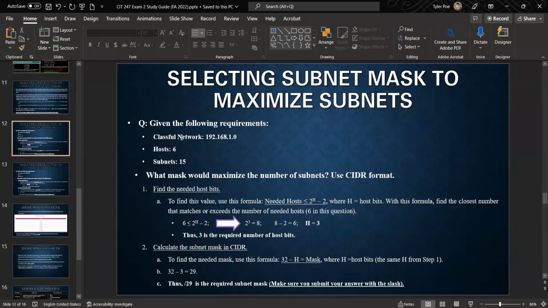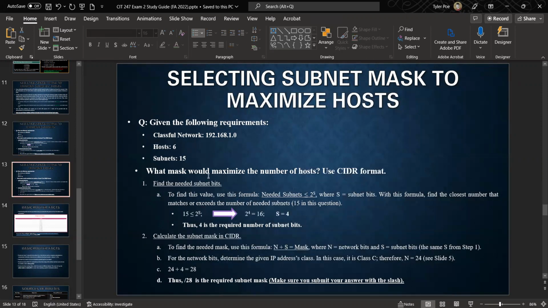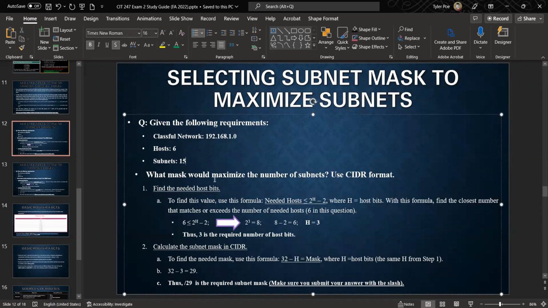So you're going to be given a subnet or a subnet ID, the number of hosts needed, and the number of subnets needed. Sorry, not necessarily needed, but what mask would maximize the number of subnets? And then you're going to write your answer in CIDR format. So if you're asked to maximize subnets, you'll follow this process here. If you're asked to maximize hosts, you'll follow this different process here. So there's two different processes. Just pay attention to the wording of the question.